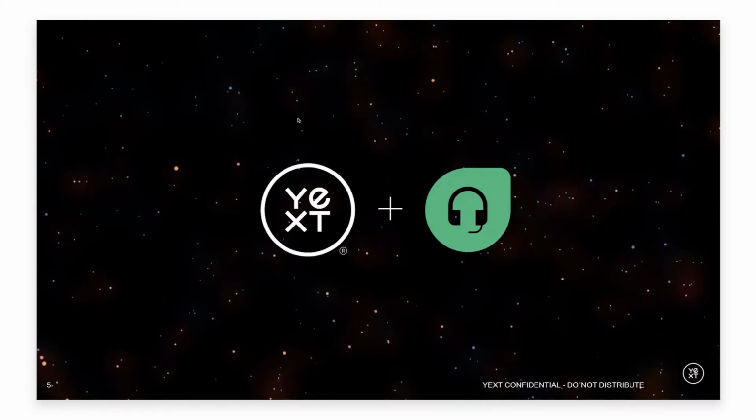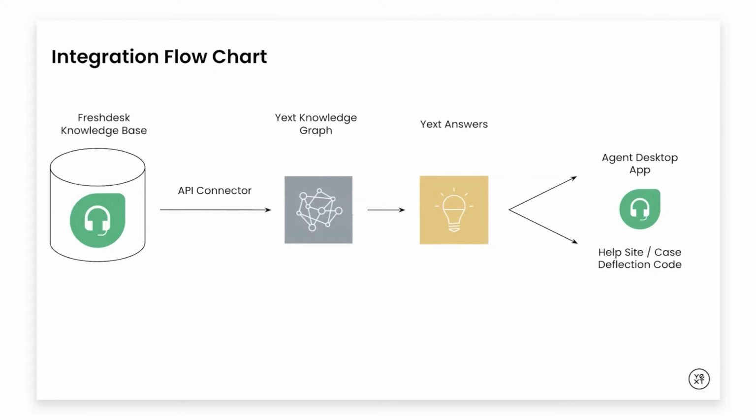So Freshdesk and Yext, what does our integration actually look like? Excuse the poor graphics you're seeing, but I think this gives a pretty good high-level overview of what the integration actually looks like. And there are three main parts.